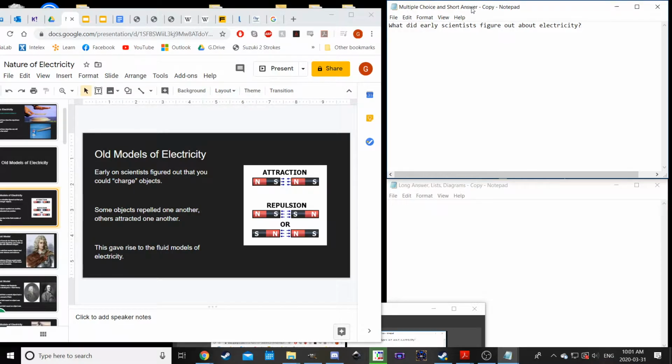And you'll note I have a short answer, multiple choice notepad, and then I have a long answer, or lists and diagrams. Kind of two different styles of questions that I think could get grouped together. So I split up the questions that I make into two. So yeah, maybe they figured out you could charge objects and some objects were attracted or repelled. So we could say 2 just after that, so we know that there's 2 points we need to remember.